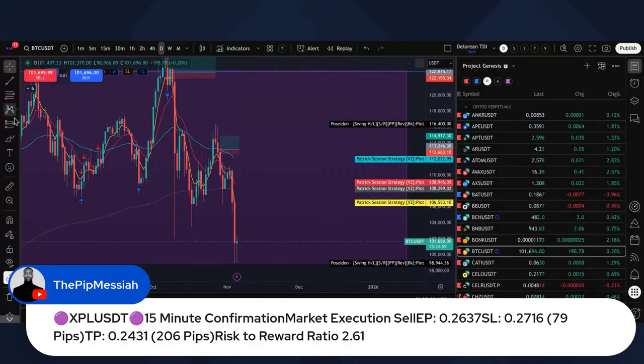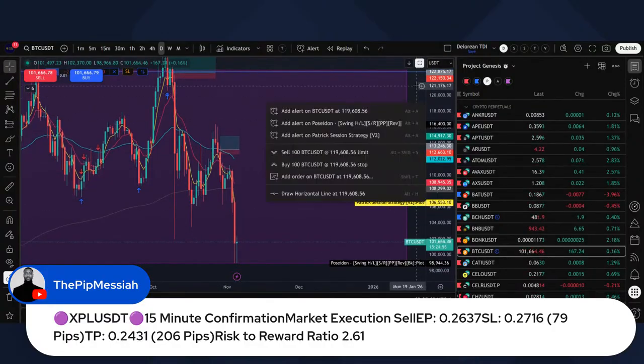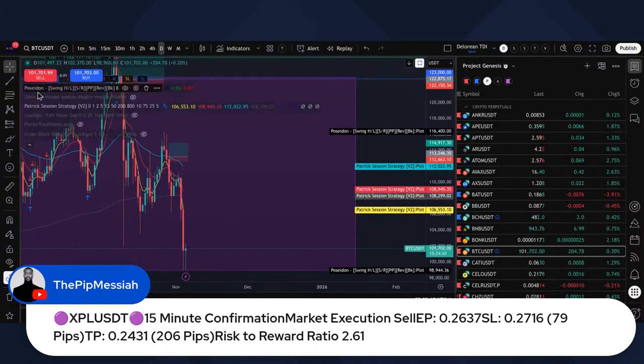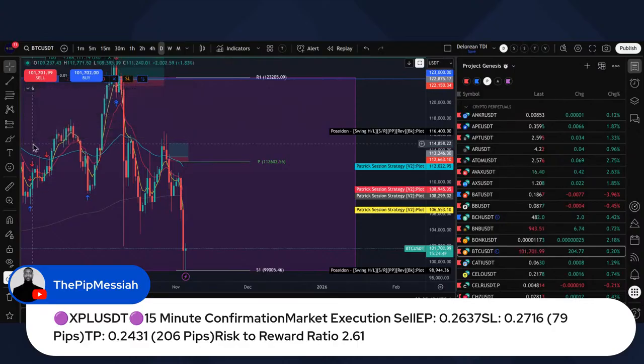So this is Bitcoin on the daily. I'm going to move this over so that you can see it. I'm going to turn on pivots. And the all-time high was way up here at 126 and change. R1 is sitting at 123.205.09. S1, because it moves from color to color, we're sitting at 99,005.46. It bounced off of that level and took off. So the next logical progression is going to go from this level all the way back up to 123.205.09.